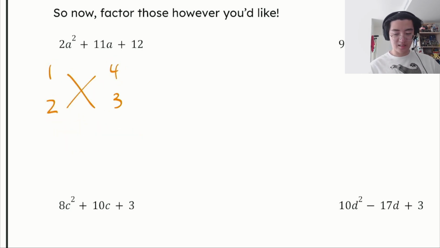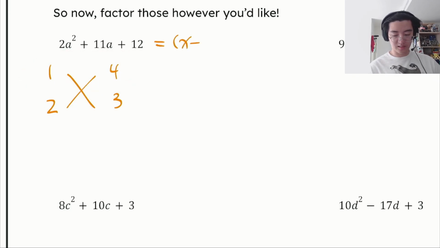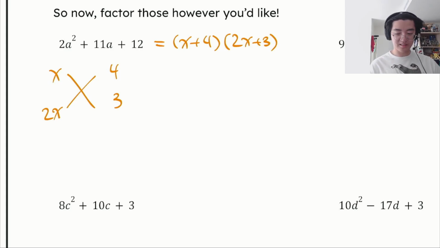Right? After that, I write the answer horizontally. x plus 4, 2x plus 3. Probably should have actually put the x here as well, so it's not confusing. Nope, not x. Oops, sorry, I'm so used to doing x. It's a here. That's the variable we're working with.